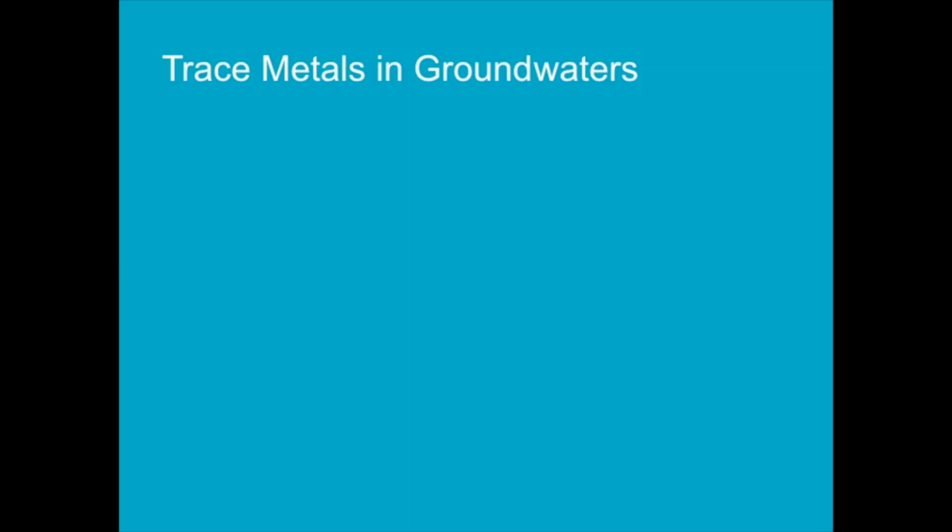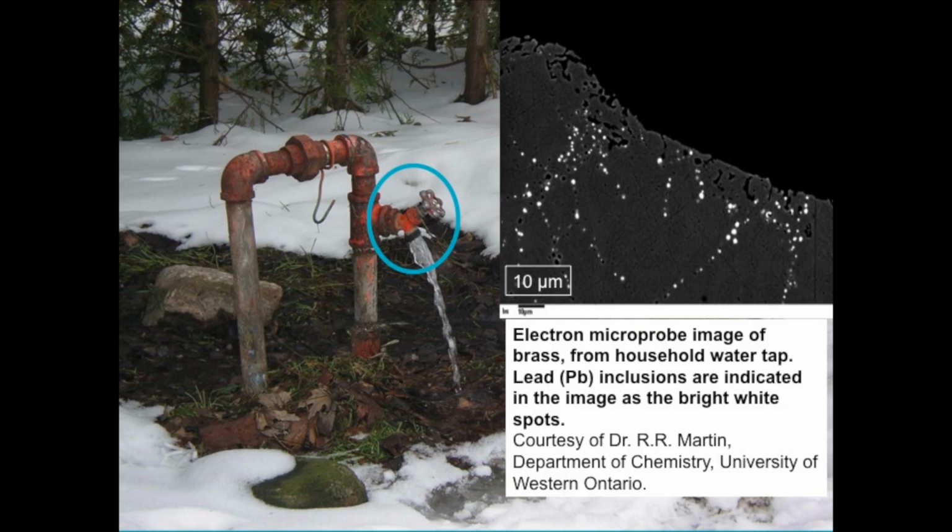So, trace metals and groundwaters. I want to measure the trace metal chemistry of this water, but you notice here, there's a brass valve. So what's the problem with brass? Well, here's an electron micrograph of brass, and you see the lead inclusions. Brass contains a minimum of 1% lead, to make it easier to machine.